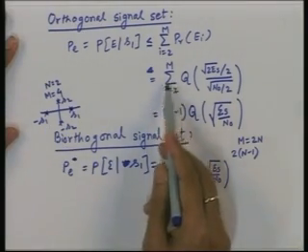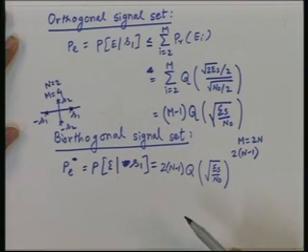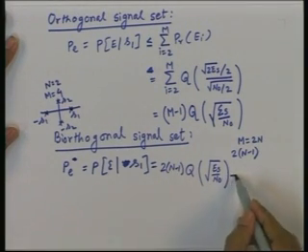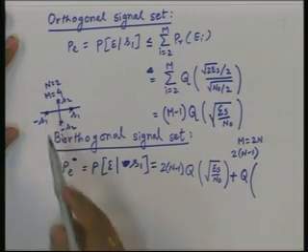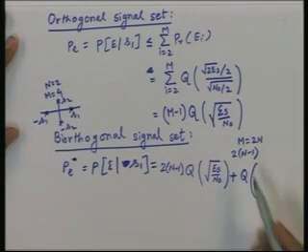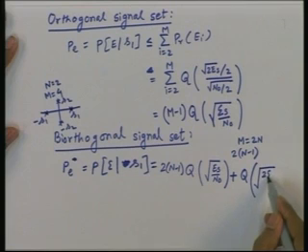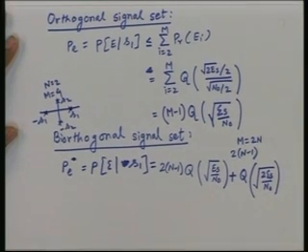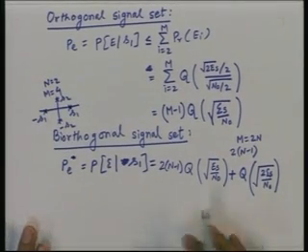Remember this summation is there and we have taken so many terms, so many events. One more event is left and that we have to add. That is Q of that distance, which is 2 times root over ES, so we will have here 2 ES by n naught. This is the union bound on the probability of error for bi-orthogonal signal set.